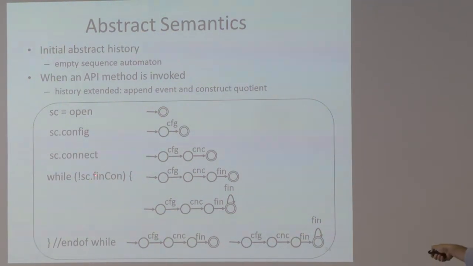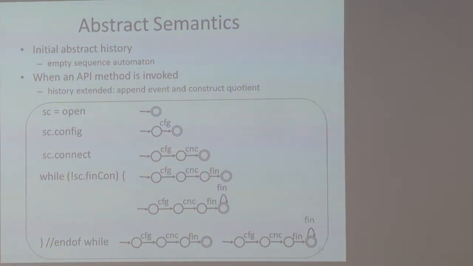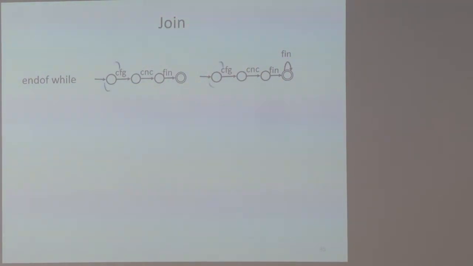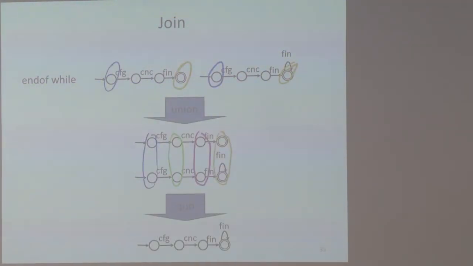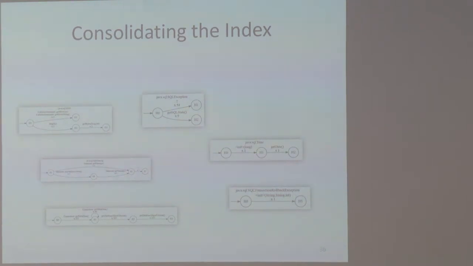This case is one call and not going into the while, and this case is going into the while multiple times. So is that clear why I get two kinds of cases here? For the history, one corresponds to not going through the loop, just asking the condition once, and this corresponds to iterating in the loop several times. And then what I can do is join, as you expect, and get just one state. I'll skip that in the interest of time.